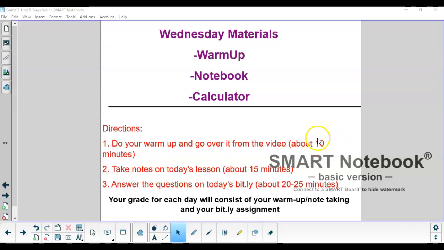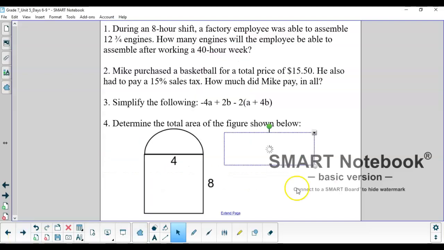So the video to do the warm-up and to watch the warm-up should take you about 10 minutes. To take your notes and watch the rest of the video should take you around 15 minutes. And then to do today's assignment should take you between 20 and 25 minutes. So again, you'll be graded on the first two paired together, and then number three as it is, just like we normally are. So today's warm-up is on my screen.